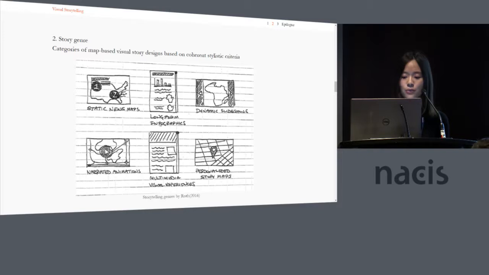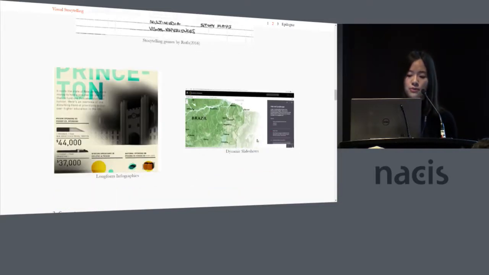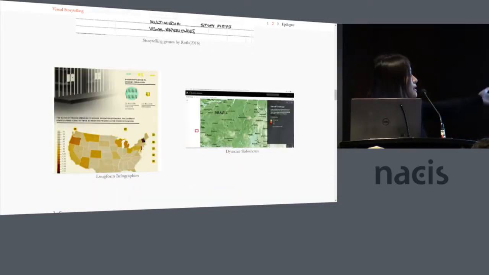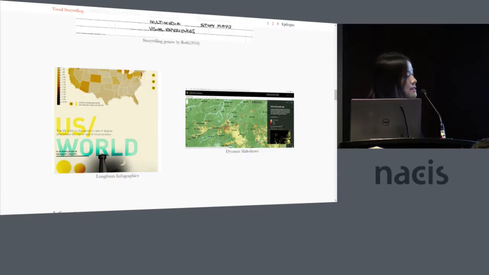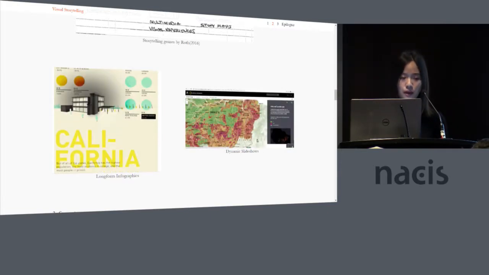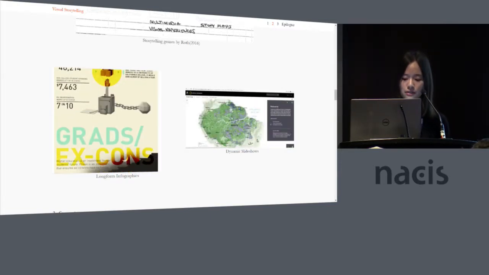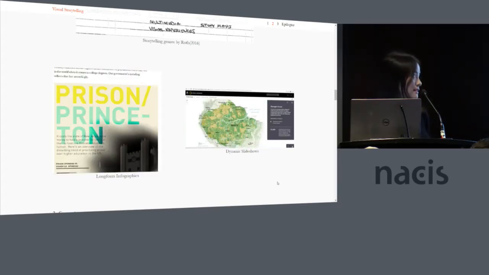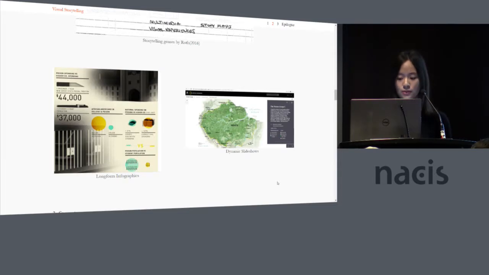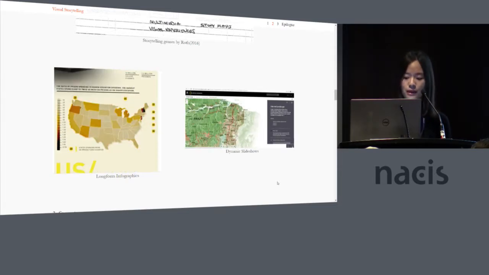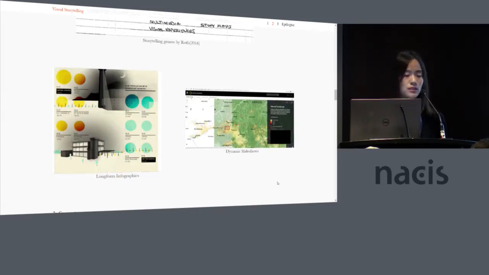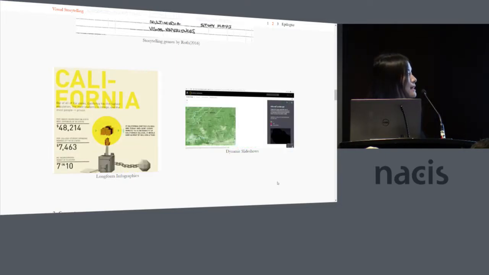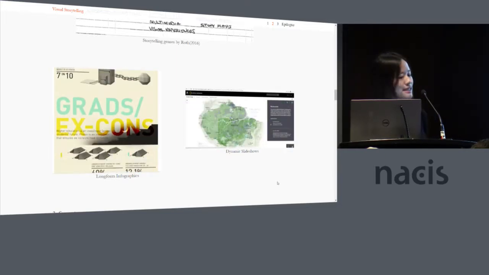For example, the second one, long-form infographics, and the third one, dynamic slideshow. The difference between these 2 genres is basically that long-form infographics enforces linearity by allowing the user to scroll in their browser, while the dynamic slideshow enforces linearity by requiring the user to click from left to right through each panel. And these are the 2 genres that I tested and compared in my study.